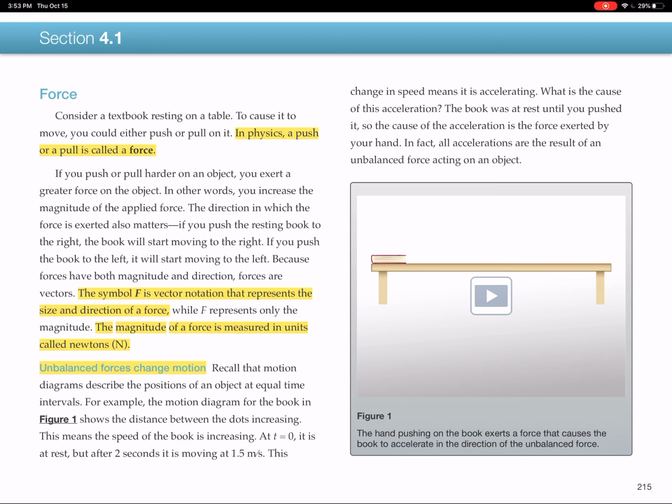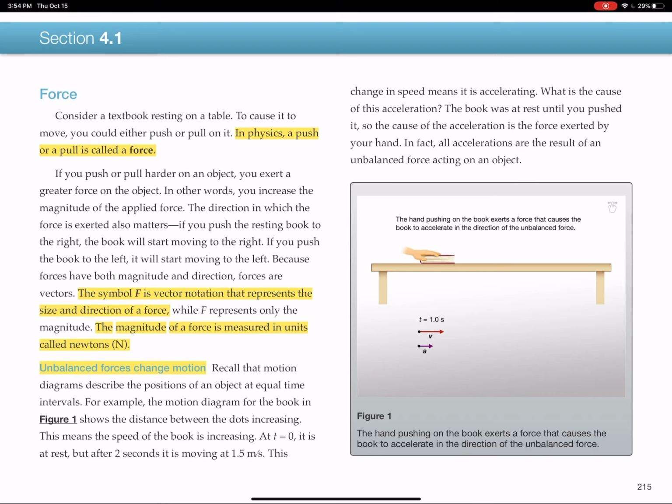Now, if there is an unbalanced force acting on an object, that will cause a change to its motion. Observe here in Figure 1. Here's a book resting on a table. We're going to apply some forces to this book. If I push on it with my hand, you'll see at the very beginning it's at rest. As I continue to push on it, the velocity will increase. It's accelerating, as we talked about in the previous unit.